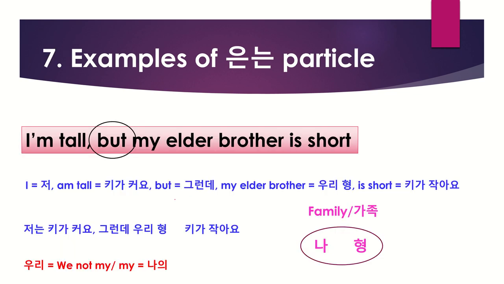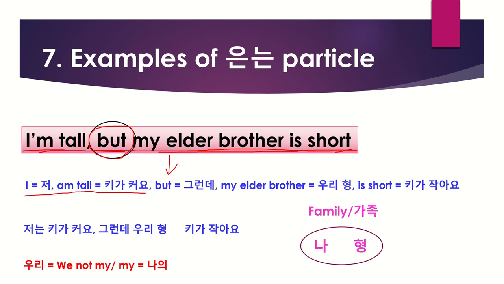And example 7. The sentence: I'm tall, but my elder brother is short. But is the key. I'm tall, but my elder brother is short. Comparison. Okay? So, breakdown.